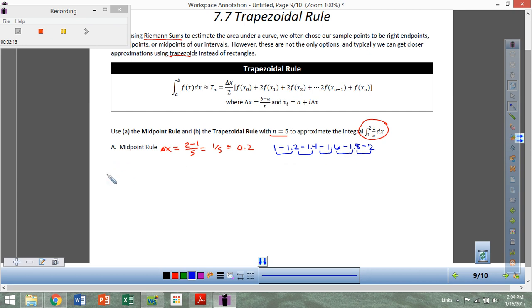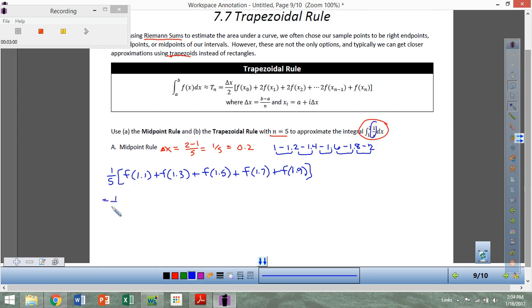So using the midpoint rule, the width of all the rectangles is 1/5, and I'm going to do f of the midpoints. So the midpoint from 1 to 1.2 would be 1.1 to get my height. Midpoint of 1.2 and 1.4 would be 1.3, and then I think you can figure out that it would simply be the odd number in between, 1.7 and 1.9. My function is simply just 1 over x.